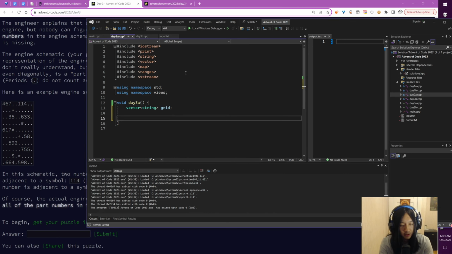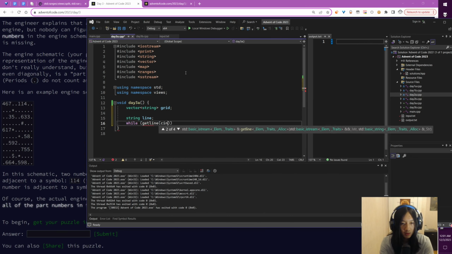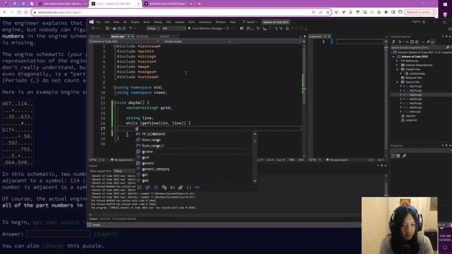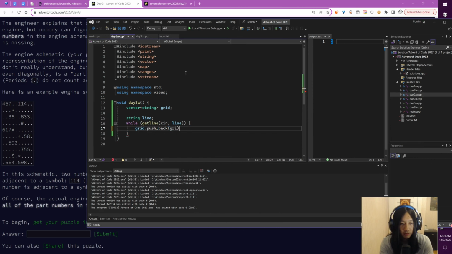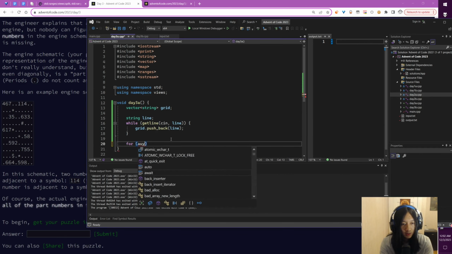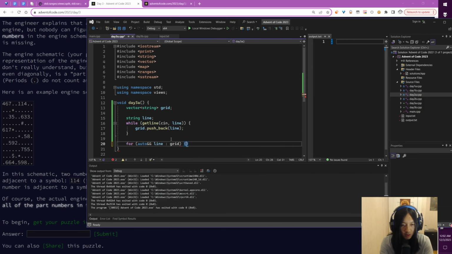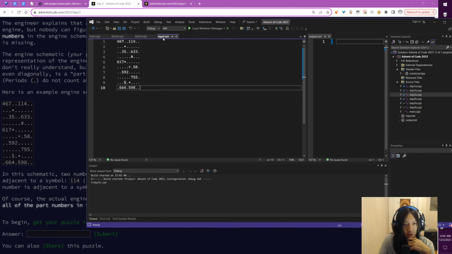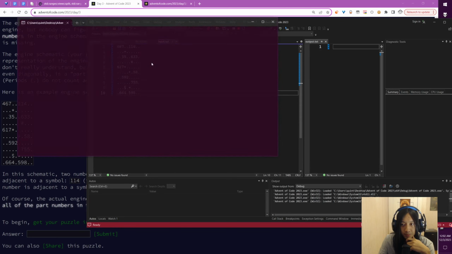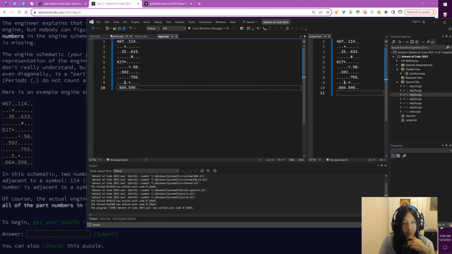Let's say we have the grid, and we have a line. While we read in lines, put that into the grid. Put the line in the grid. Okay. For each line in the grid, print out the line. Make sure we're reading the input correctly.